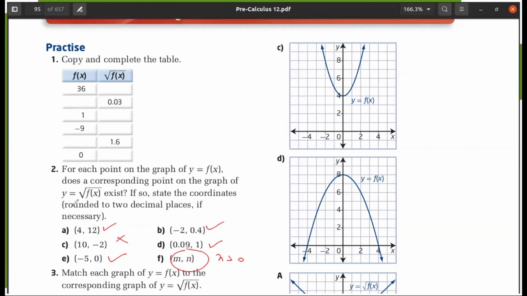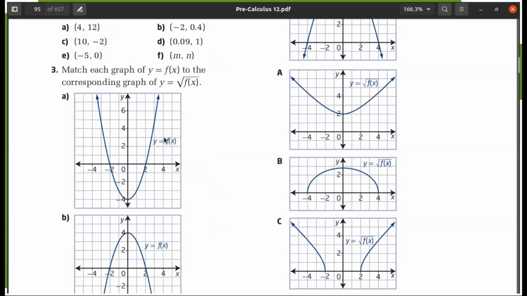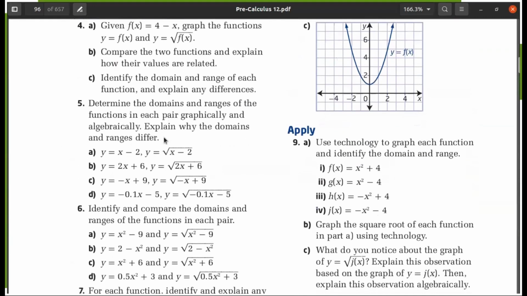I thought this question and this question. Okay, no. And then the next question is 5, C and D. 5 C and D. Identify, determine domains and ranges of the function in the sphere graphically and algebraically.